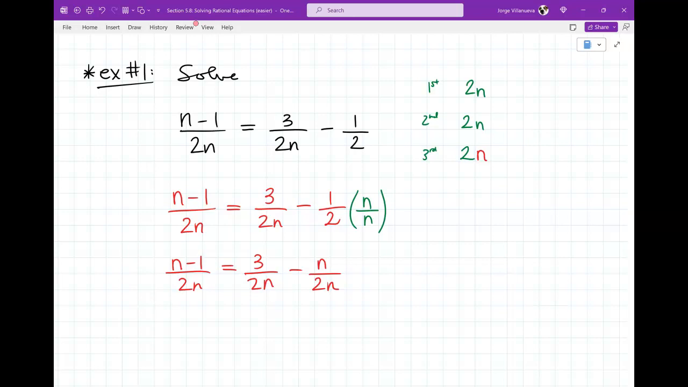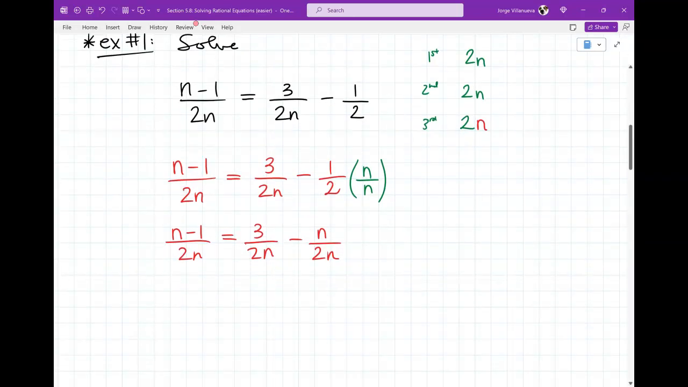Now that they're the same, look at the right side. Can I subtract those since they have the same denominator now? So I'm going to leave the left side the way it is. n minus 1 over 2n equal to 3 minus n over 2n.